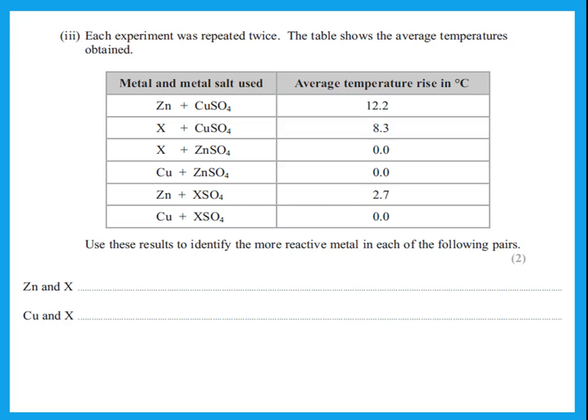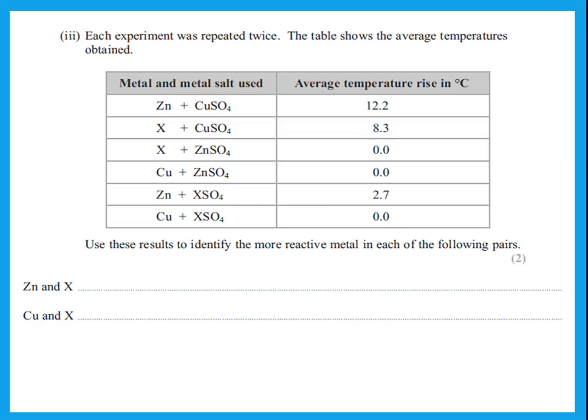Now each experiment was repeated twice. The table shows the average temperatures obtained. Use these results to identify the more reactive metal in each of the following pairs. Remember that we said, if, for example, I have zinc plus copper sulfate and it gives a temperature rise, that means that zinc is more reactive than copper. If I don't have any temperature rise, then zinc is not more reactive than copper. Do you understand that? Okay.